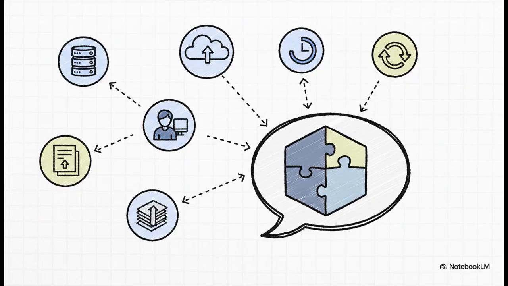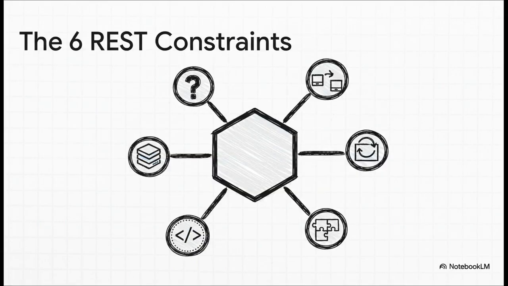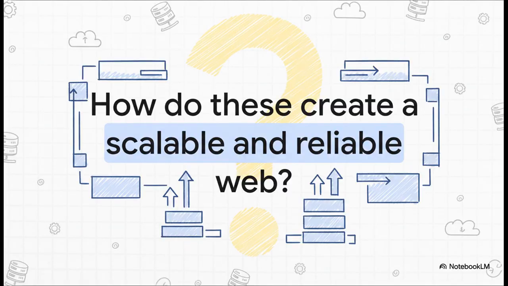Okay, so those are the 6 constraints. Now let's wrap this up for that big interview. If you can list these off, you're showing you really get the core ideas behind REST. So it's not just a list of rules. It's the blueprint for the entire modern web.